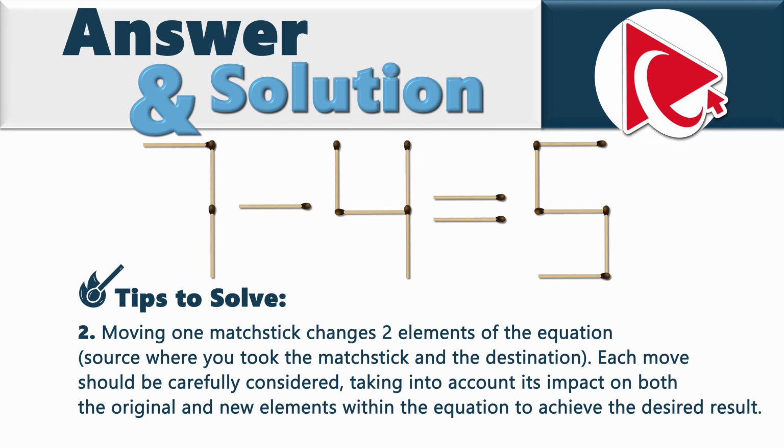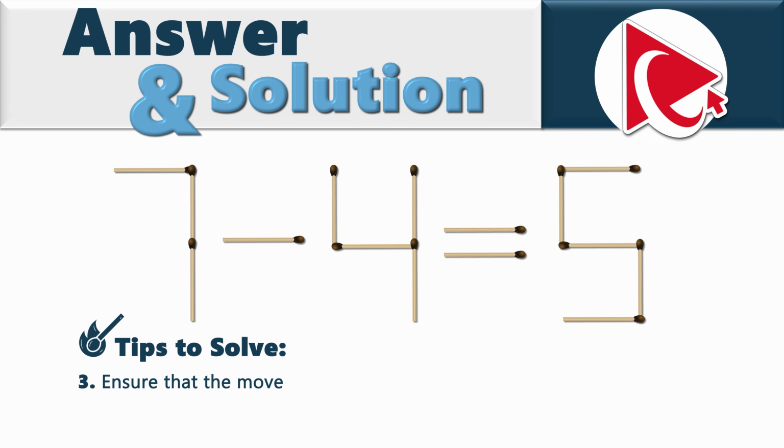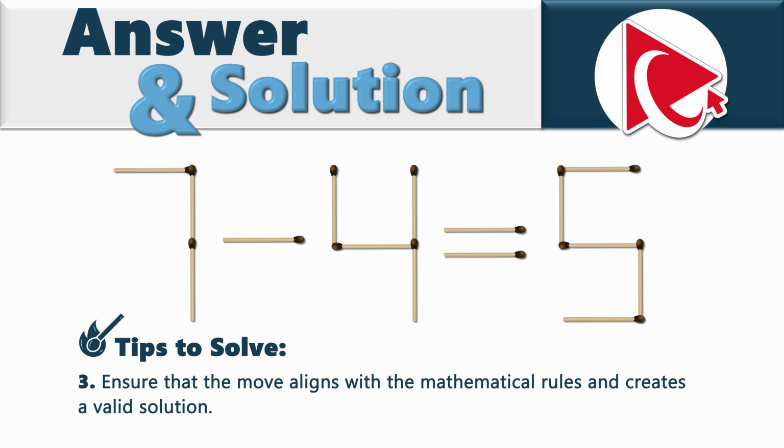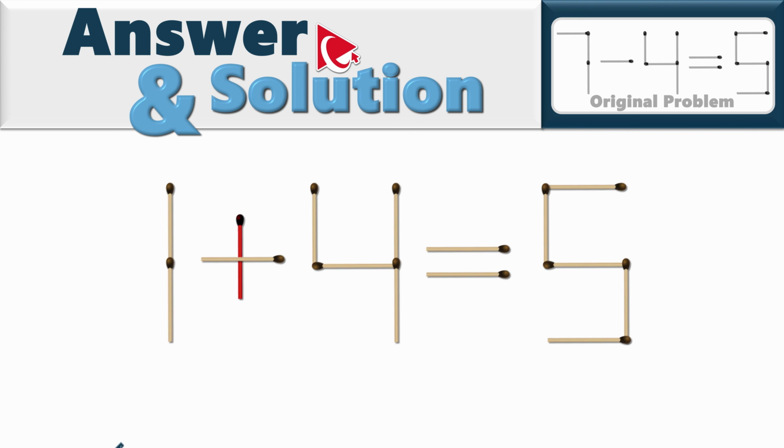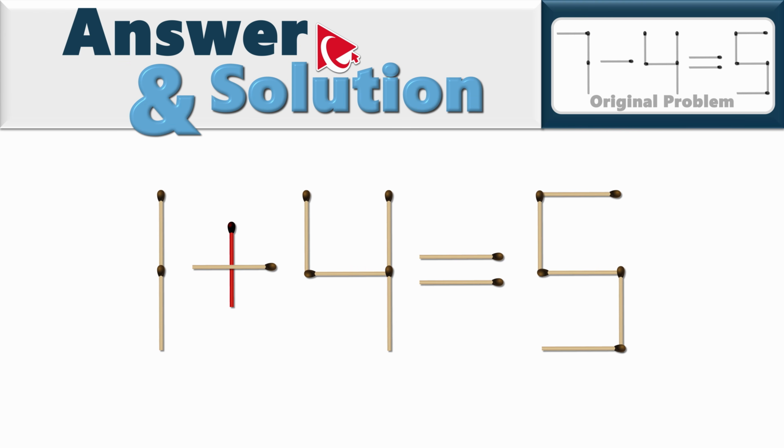Once you follow these simple tips, you need to ensure that the move aligns with the mathematical rules and creates a valid solution. And the solution here is rather simple. You need to take 1 matchstick from the first digit and move it to the mathematical sign. The correct equation here is 1 plus 4 equals 5.